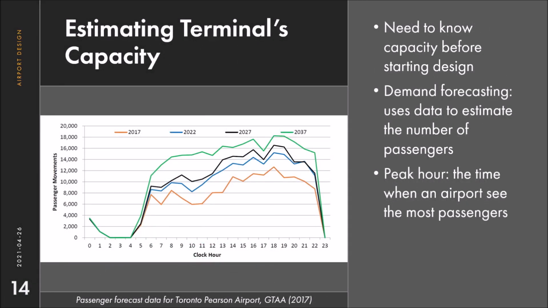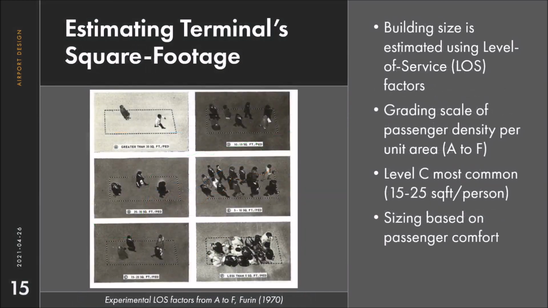But before starting the architectural design of the physical building, airports need to identify the capacity of the facility first. This is done using demand forecasting. This estimates the expected number of passengers during what is called the peak hour, or when the airport is at its busiest. The square footage of the terminal building can then be estimated based on the density of passengers using level of service factors. This gives a rough area per square foot based on some passenger comfort level. The size of the terminal can then be chosen as a balance between the economics of available space and these passenger comfort levels.